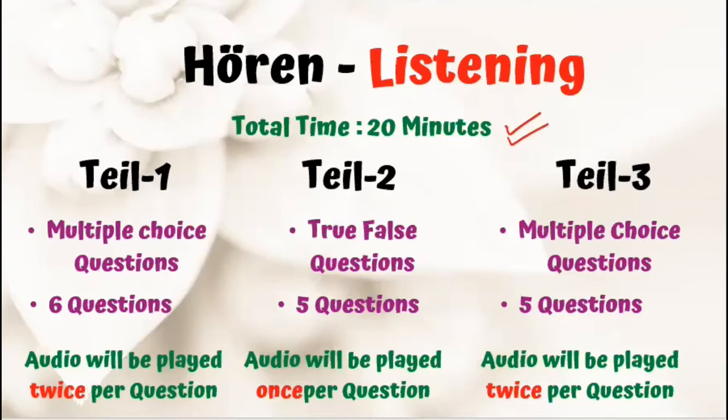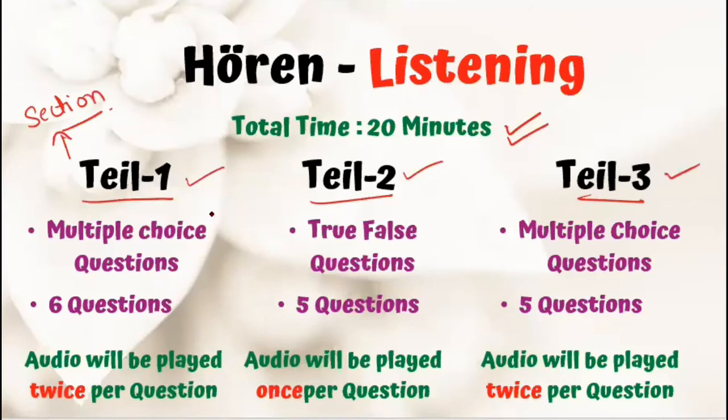and answer accordingly. Okay. So this exam consists of 3 tiles. Tile means section, or parts, you can say. So section 1, section 2, section 3, that is tile 1, tile 2, tile 3. In tile 1, you'll have multiple choice questions, and 6 questions you have to answer. And in tile 1, your audio will be played twice per question. Every question has a different audio, and this audio will be played twice.